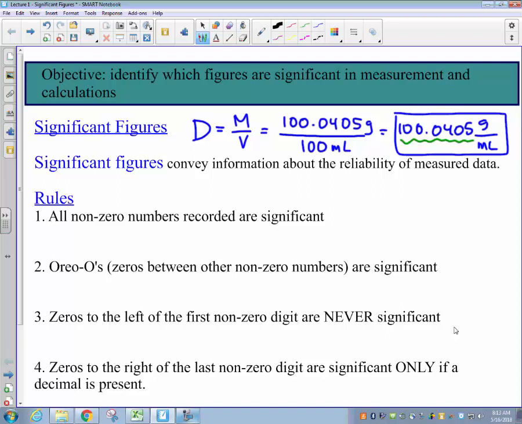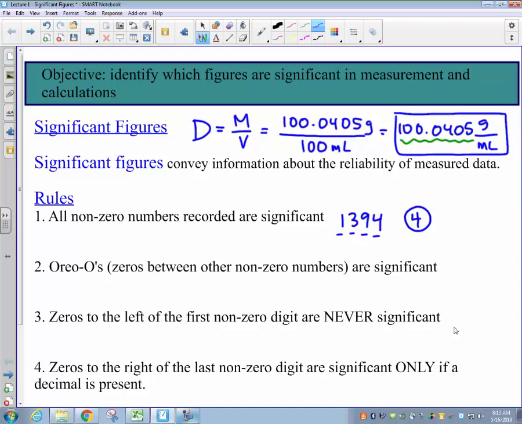That is to say, we don't just write down numbers unless they were actually truly measured and reflect a meaningful value. So all non-zero numbers recorded are significant. So if I were to write down a number 1394 and record that information, each of those digits there conveys meaningful information. So we would say that that number 1394 contains 4 pieces of information or 4 significant figures.